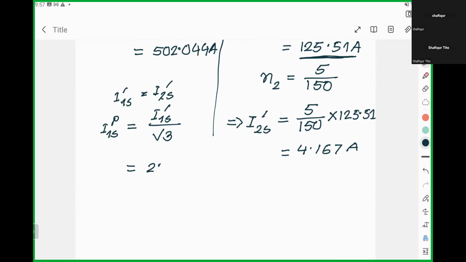And that will be equal to 2.406. Okay, so this is actually coming from this one. So this I1S PH is nothing but I2S prime divided by root 3, and that will be equal to 4.167 divided by root 3, and that will be equal to 2.406 ampere.